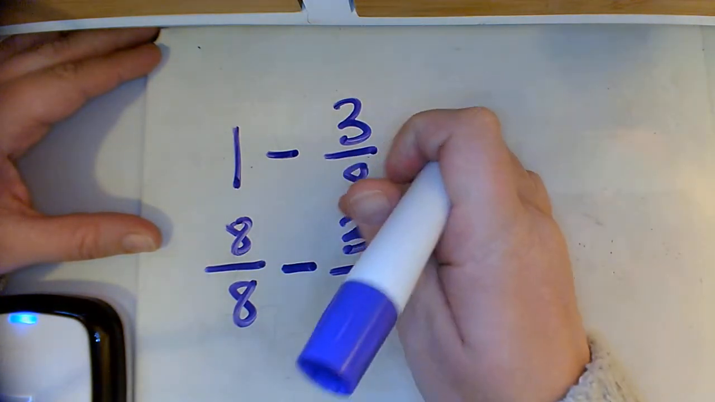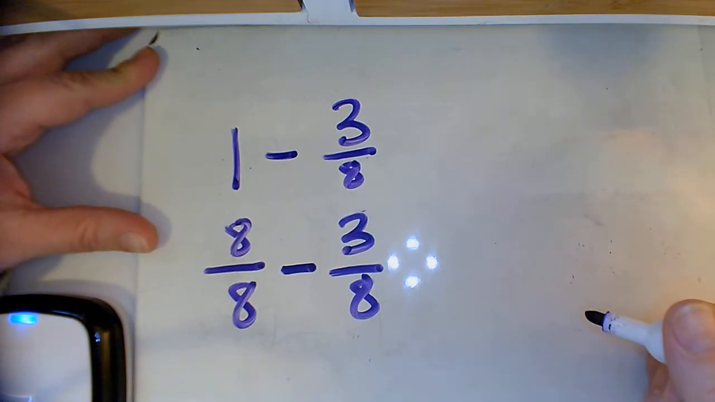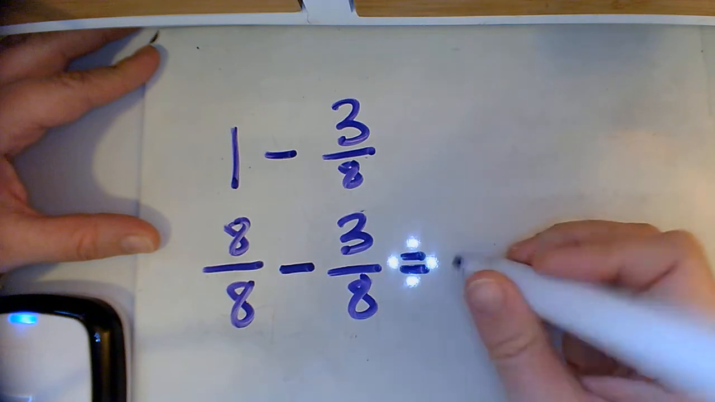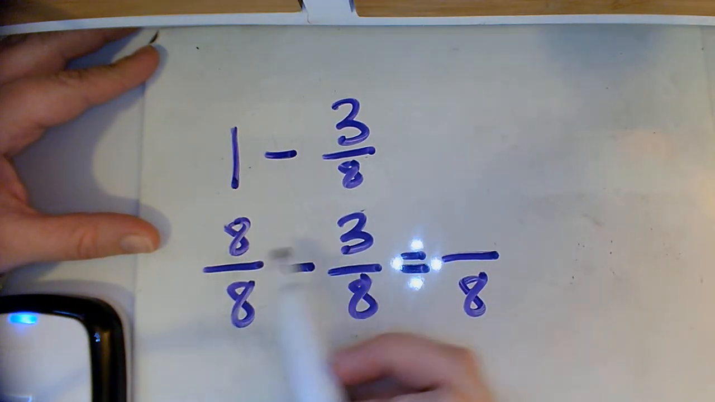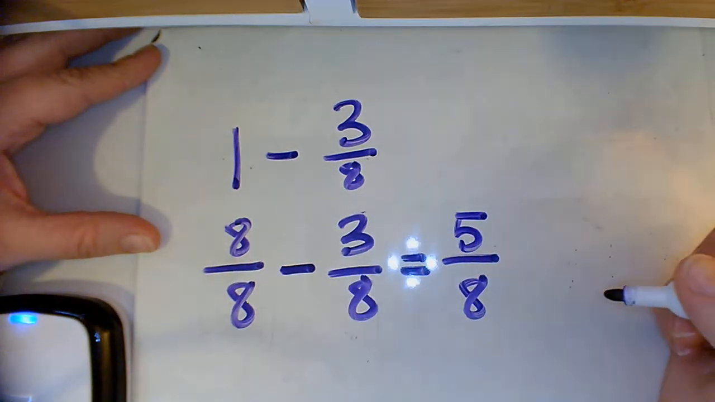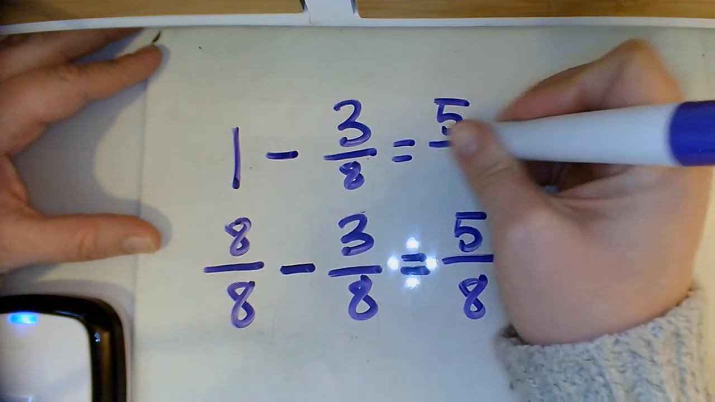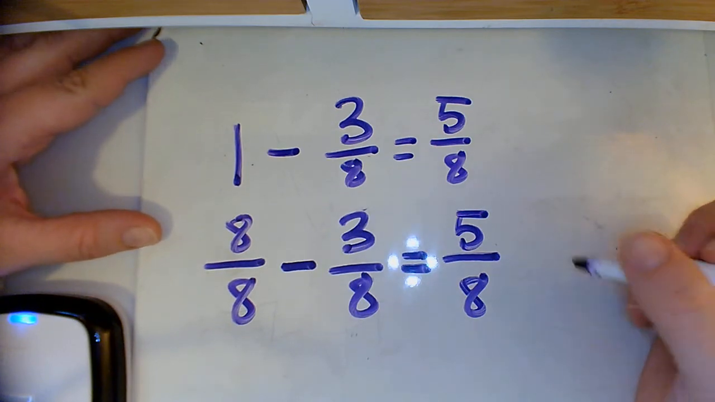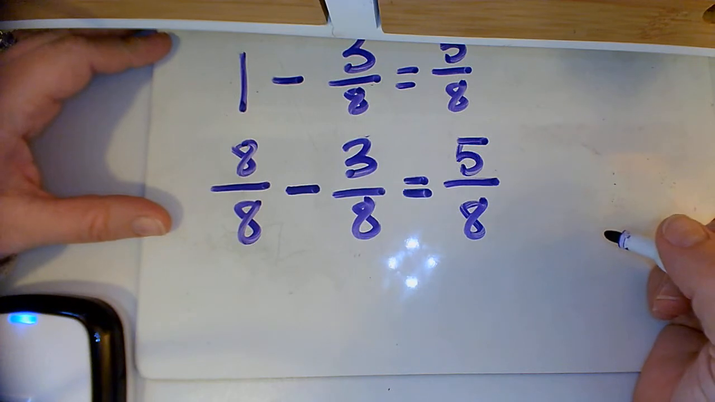And then we can do that just a little bit easier. That looks more similar to what we were doing in our last lesson. So now our denominator is going to stay the same as 8. And then we do 8 minus 3. 8 minus 3 is 5. So 1 minus 3/8 is 5/8.